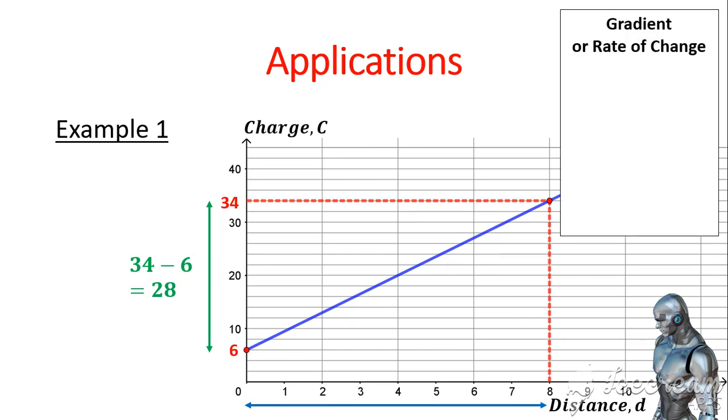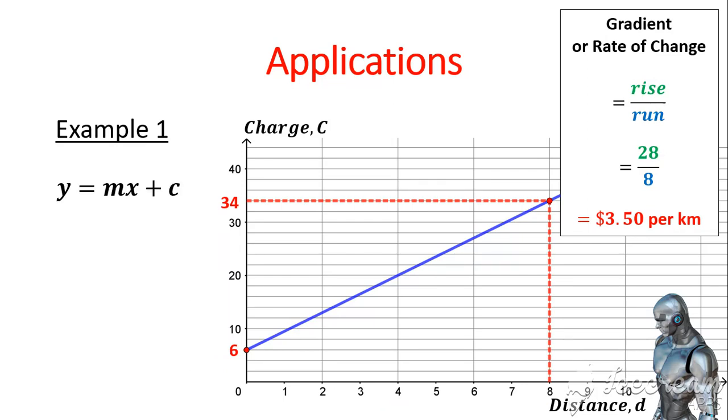So to work out the gradient, or we could call it the rate of change, we go rise over run. The rise we've worked out is 28, the run is 8, so 28 divided by 8 gives us 3.5. Now, because this is to do with money over distance in kilometers, we're going to say $3.50 per kilometer. So if maybe it was a taxi service, they charge $3.50 per kilometer.